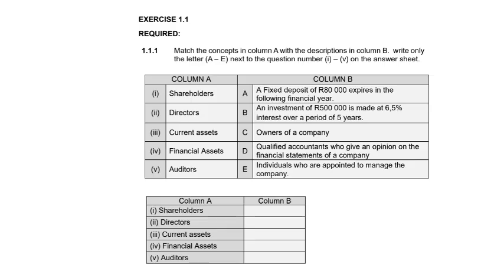So shareholders would be C, owners of a company. So let's write C. Directors would be E, individuals who are appointed to manage the company. E. Current assets, that would be A, a fixed deposit of 80,000 Rand expires in the following financial year. So let's write A.